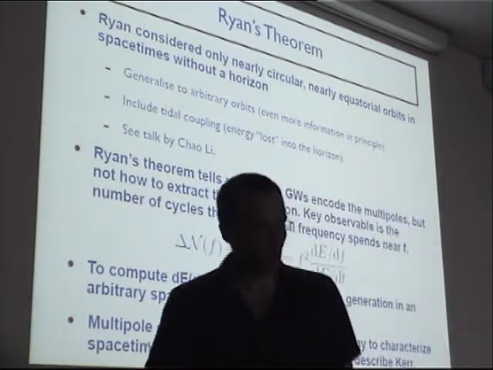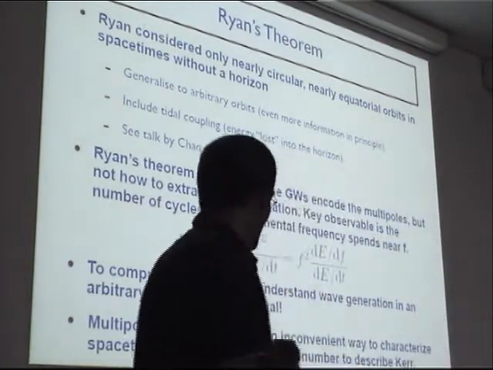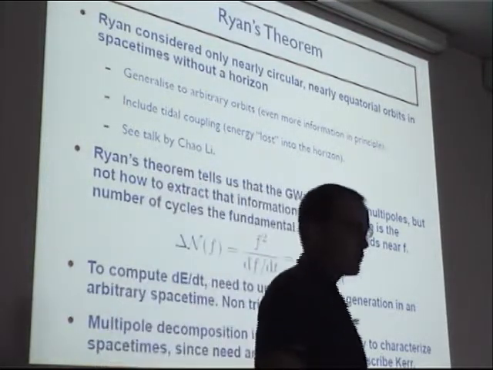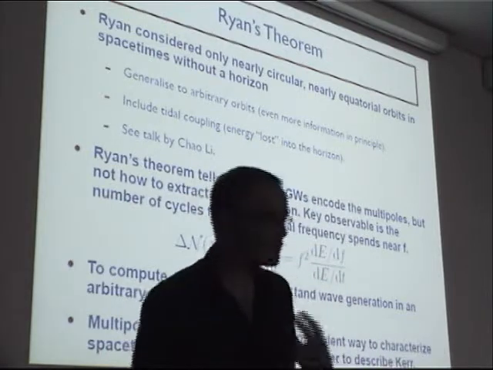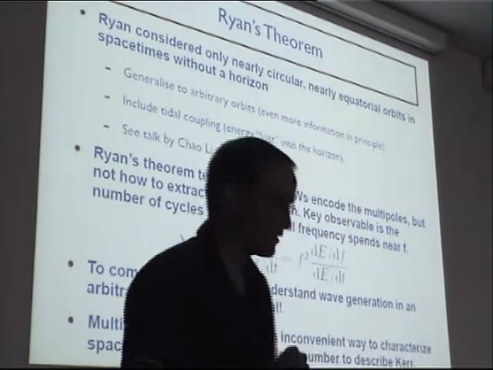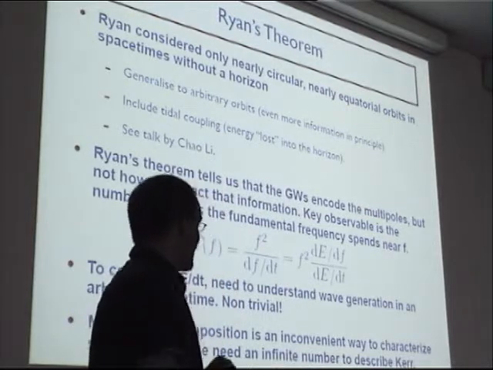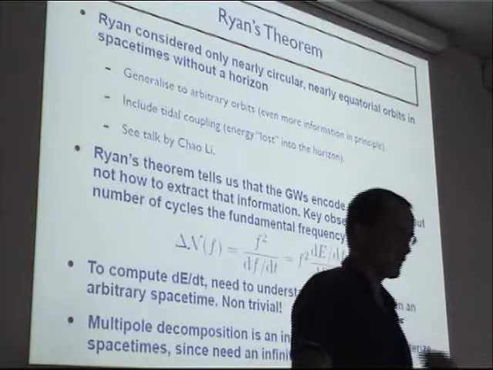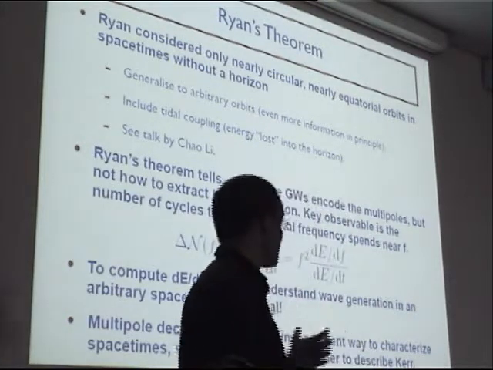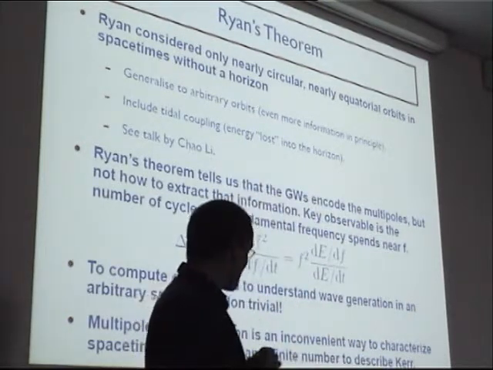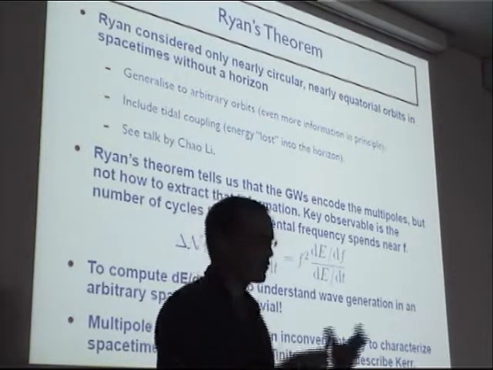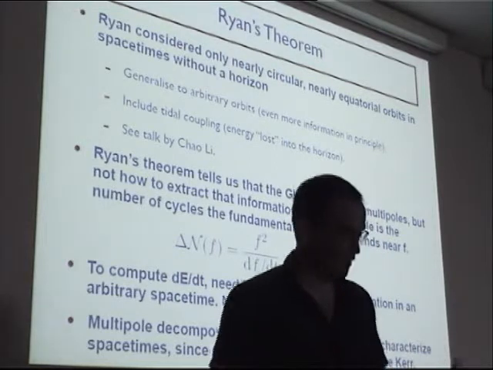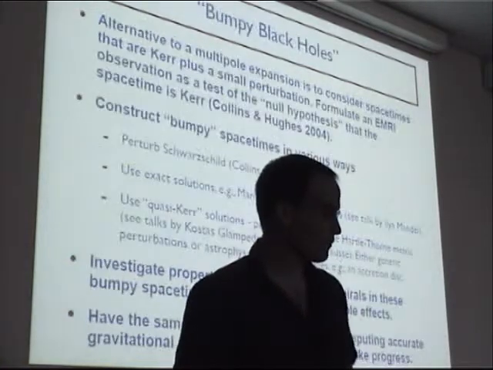The other limitation of what Ryan did is the fact that this multipole decomposition is quite an inconvenient way to characterize spacetime, simply because Kerr, which we believe to be the spacetime that describes most massive complex objects in the universe, actually has an infinite number of multipoles. Okay, so they're all determined by the mass and current monopole moments. But if you write down a generic spacetime, if you want to actually describe Kerr, you need to include an infinite number of these multipole moments.